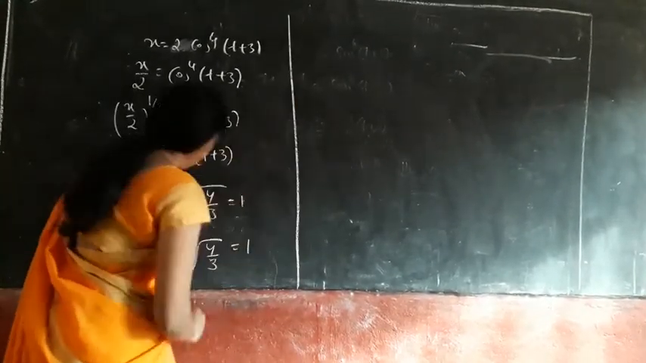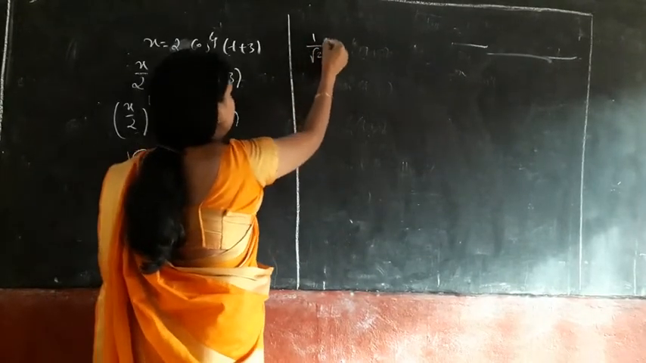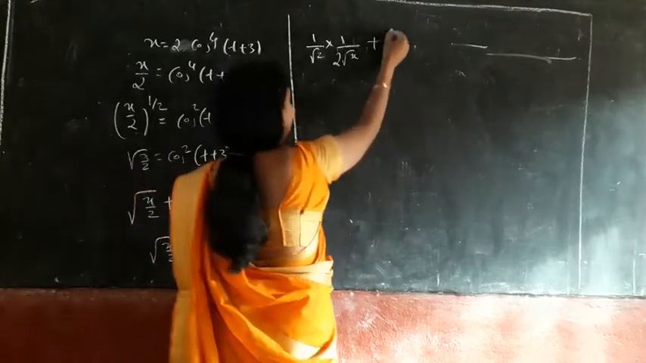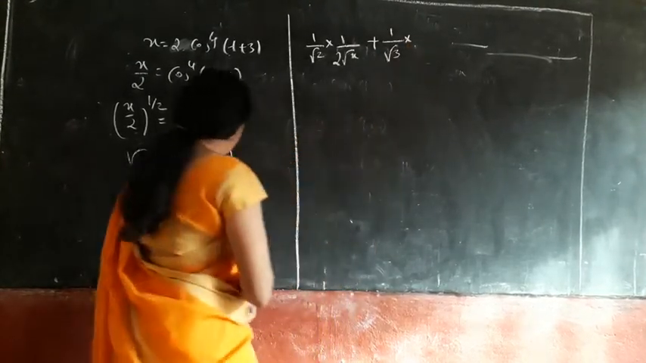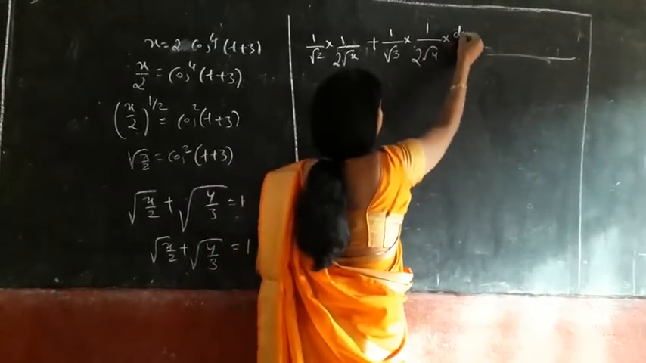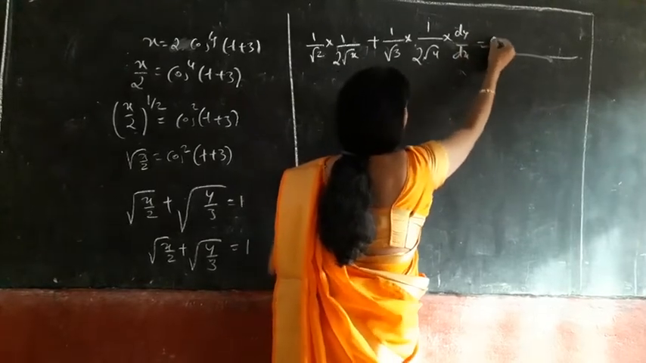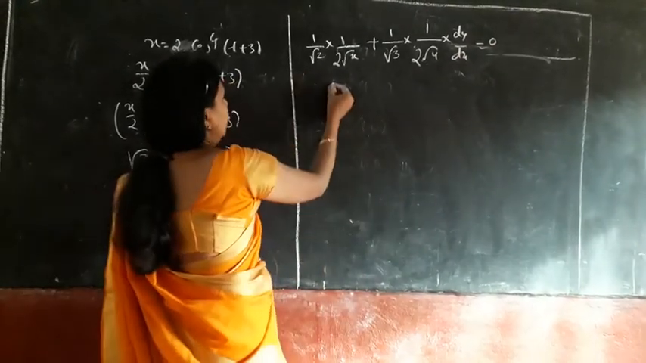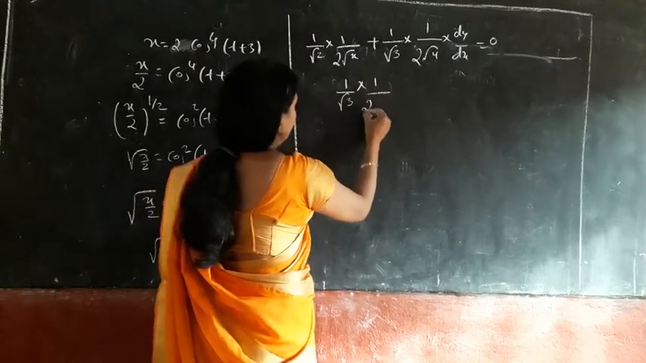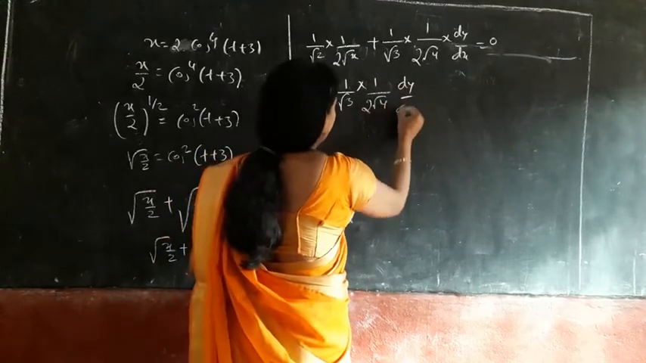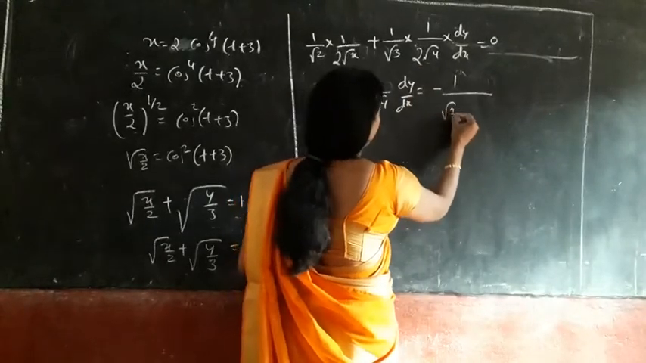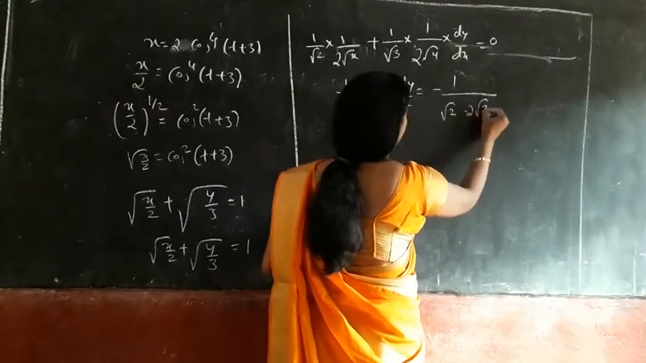See, 1/√2 is constant. Differentiation of √x is 1/(2√x). Plus 1/√3 is constant. Differentiation of √y is 1/(2√y) into dy/dx, equal to 0. Differentiation of 1 is 0. Now we can write this: 1/√3 into 1/(2√y) dy/dx equal to minus 1 divided by √2 into 2√x.